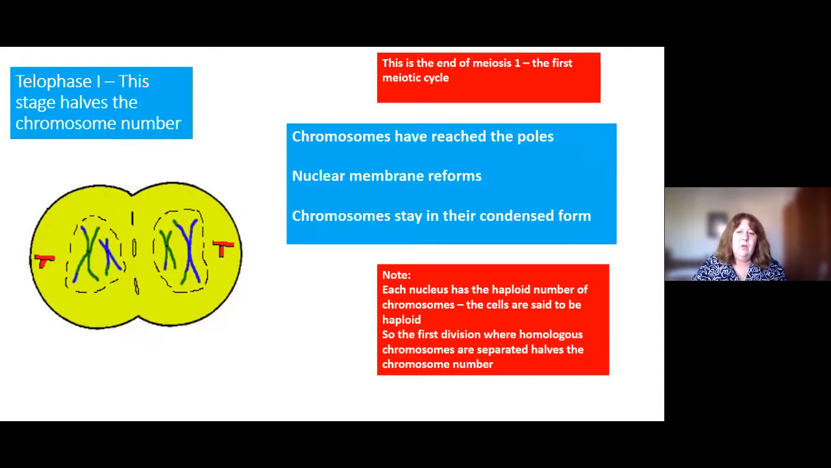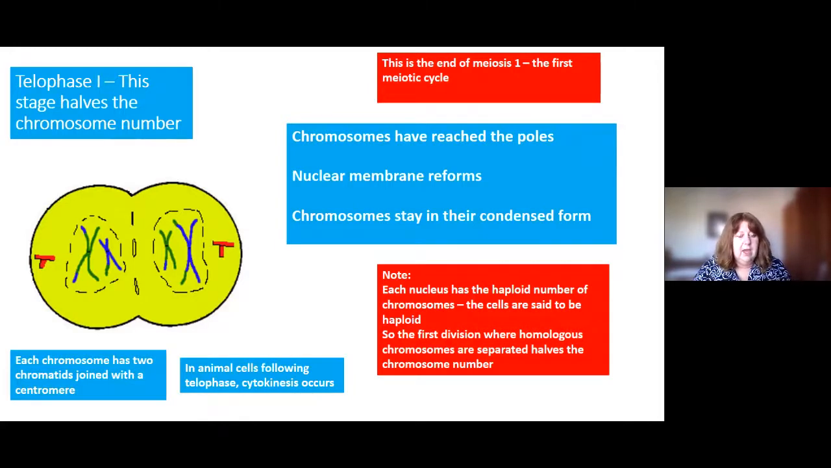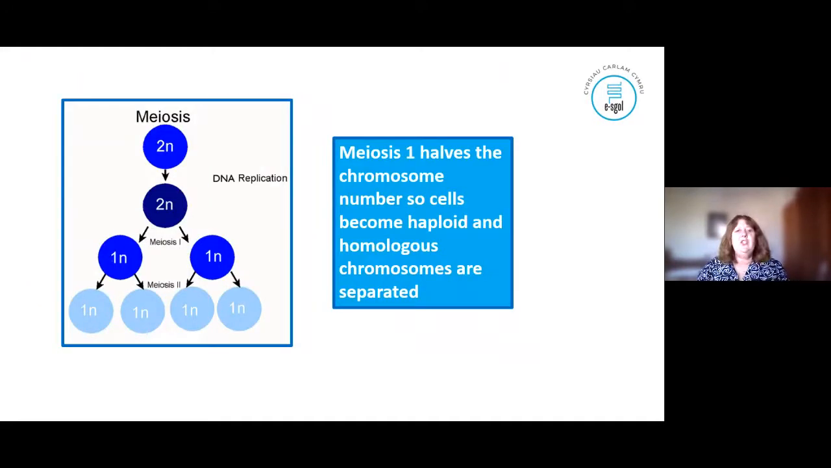What happens now is each nucleus, we started off with 4, now each nucleus has got 2, so we've got the haploid number of chromosomes. So this is the first division where the chromosome number goes from diploid to haploid. Now, in animal cells, cytokinesis will occur. It doesn't always happen completely in plants. So I just thought I would re-emphasize this idea of the 2 divisions, and diploid to haploid in the first division.